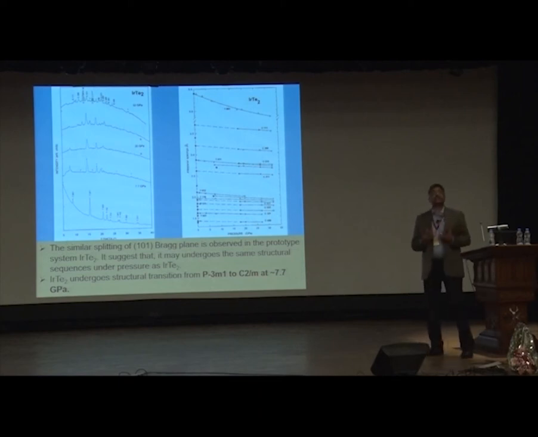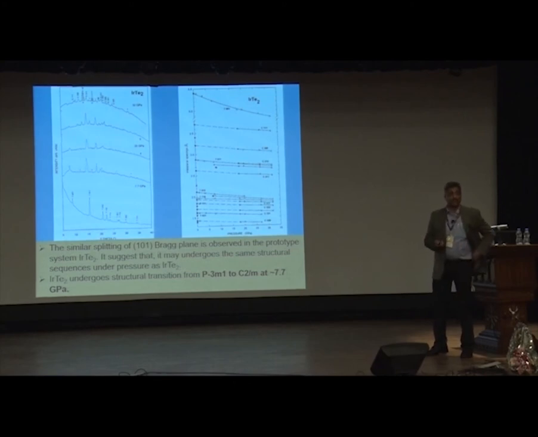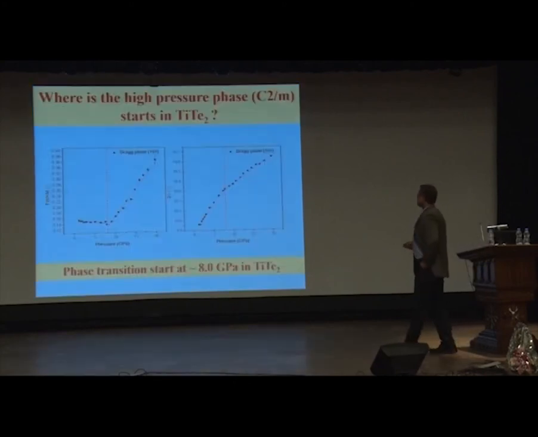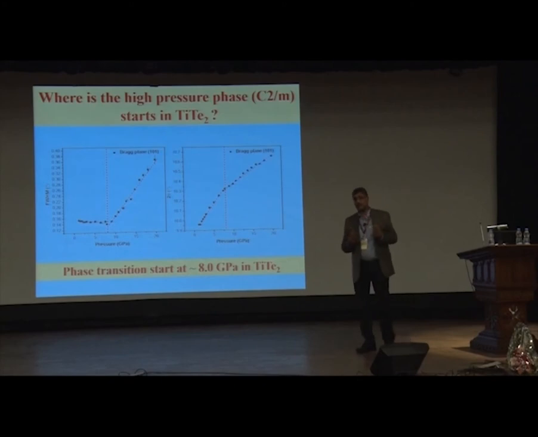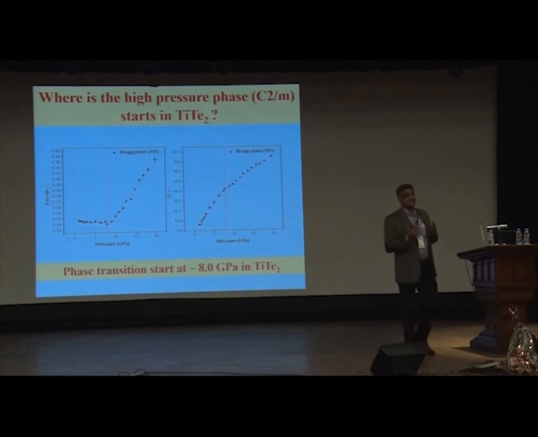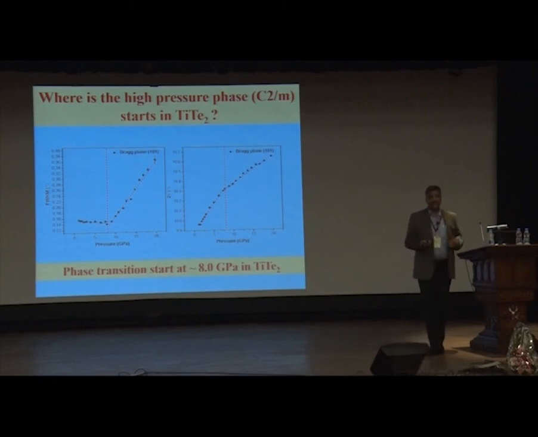And this actually told us that, indeed, what we are seeing in our system is also a phase transition happening. So now we wanted to know where exactly this transition happens. For this, we took the strongest peak, that is 101, and plotted its width and also its 2 theta. And you can see that at exactly 8 GPa, we have a deviation.